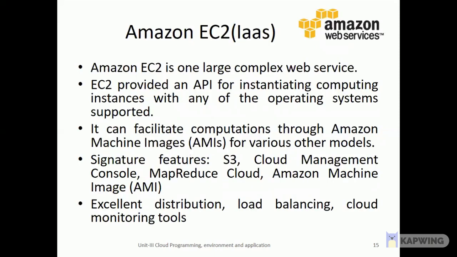Then Amazon, we are having the EC2 instance. So Amazon EC2 is one large complex web service. EC2 provides an API for instantiating computing instances with any of the supported operating systems. It can facilitate computation through Amazon Machine Image, that is your AMI, for various other models. Signature features: S3, Cloud Management Console, MapReduce Cloud, Amazon Machine Image are some features of Amazon. Excellent distribution, load balancing, and cloud monitoring tools are available.